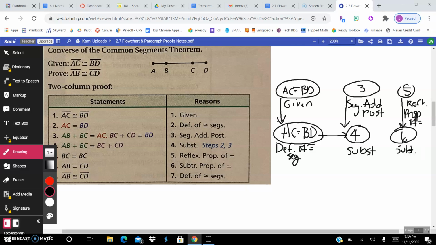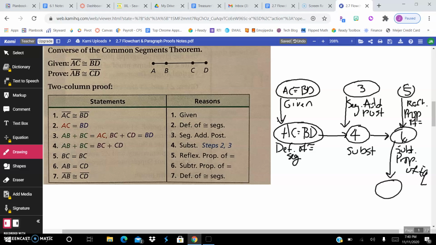That's the subtraction property of equality. And 4 and 6 will be connected. And then that takes us into number 7. I'm going to draw it down here because I'm off the side of my paper now. And segment AB is congruent to segment CD according to the definition of congruent segments.